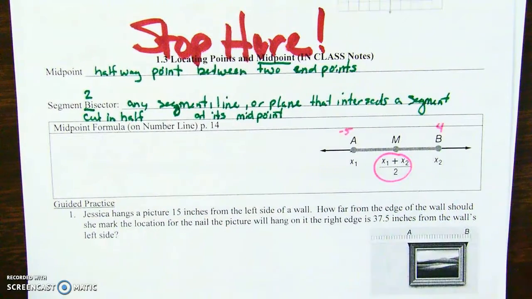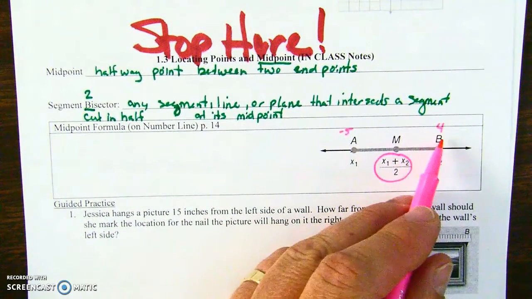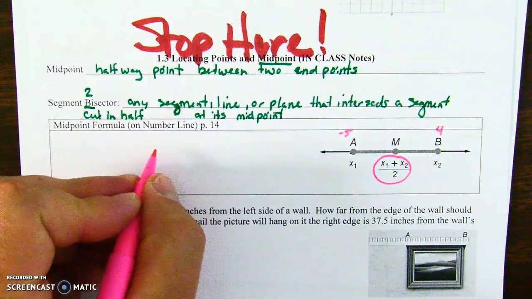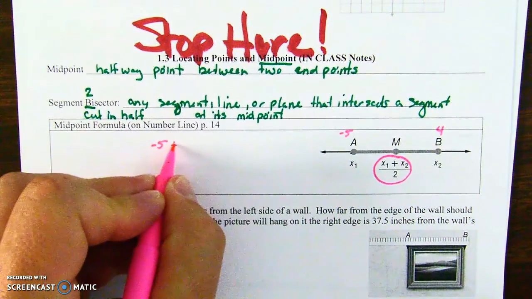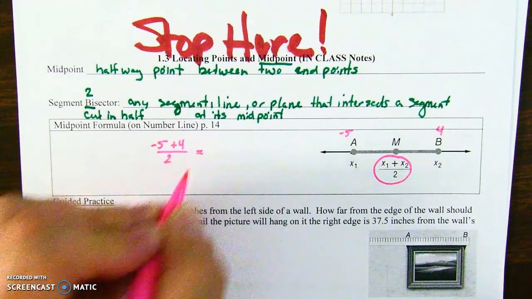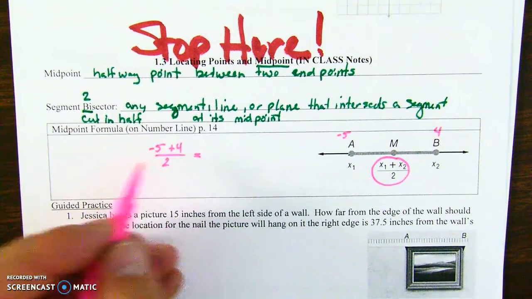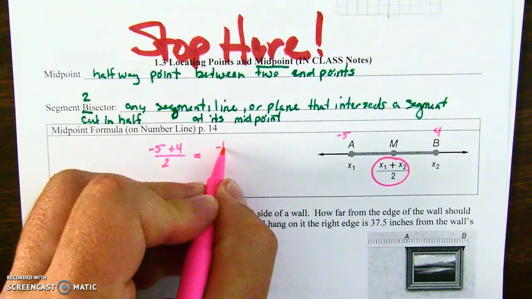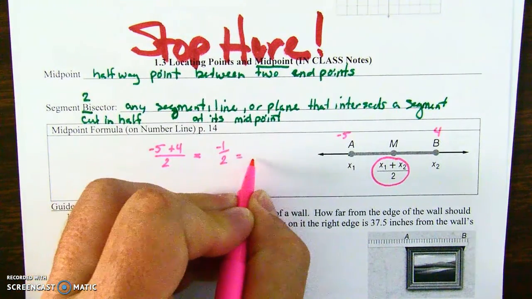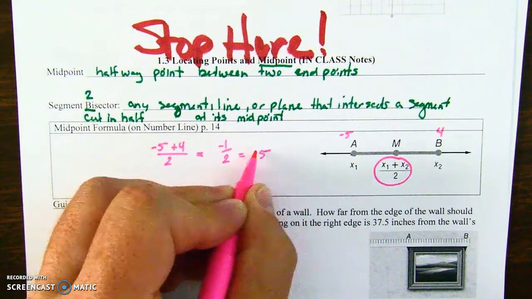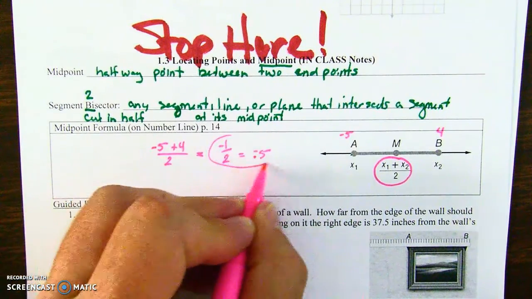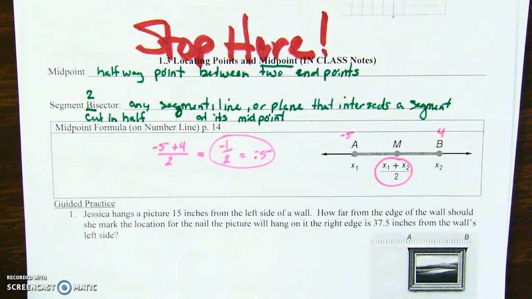Another way to think about this is the average. You've heard the average: we take the number of items, add them up, and divide by the number of items. In this case, we have 2 items, so we add them up and divide by 2. So we're going -5 plus 4, which is -1, divided by 2. Our midpoint would be -1/2, or in decimal version, -0.5. I hope that gives you a general idea of what we're wanting to do.